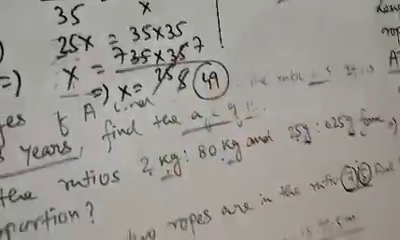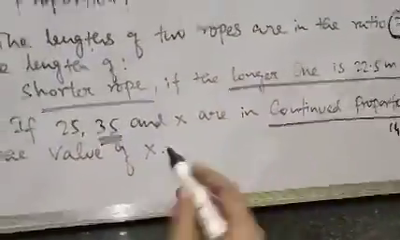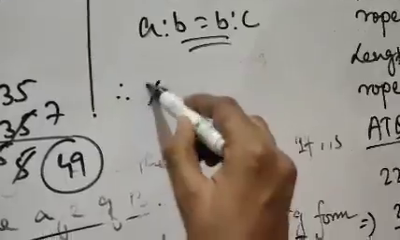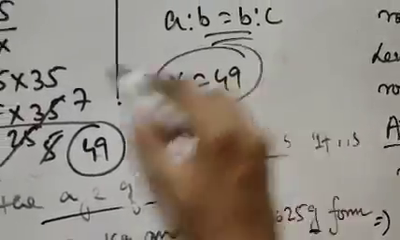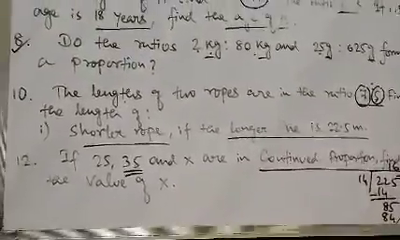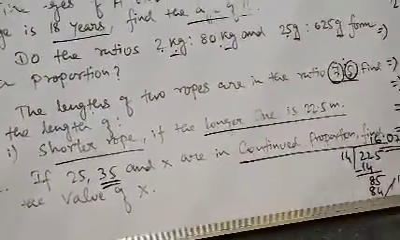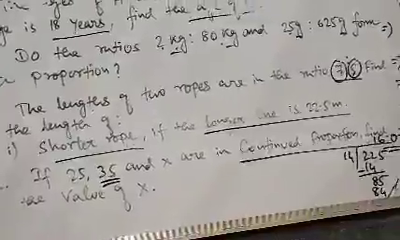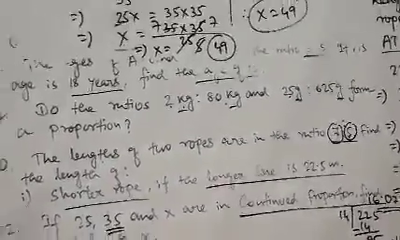So 49 will be the answer. Clear? So x will be 49, so just write here. Therefore x will be 49. This is the answer. Clear? So this chapter is complete. That was the last question of this exercise, and the proportion here is complete. Clear? Thank you.